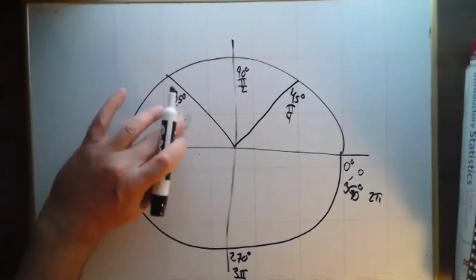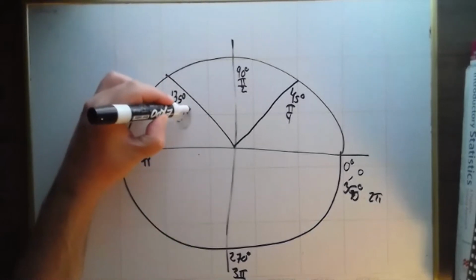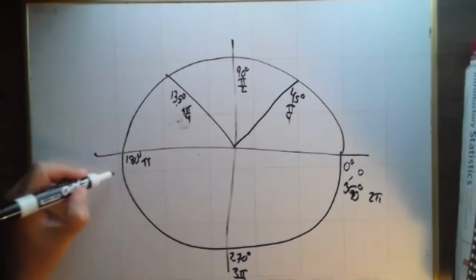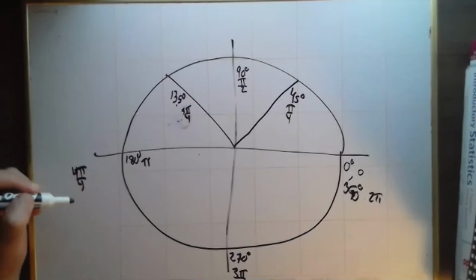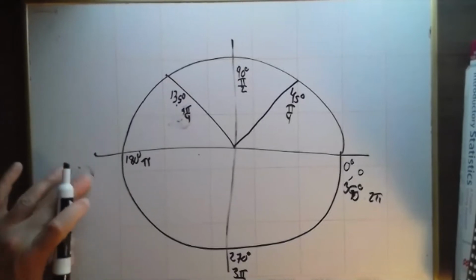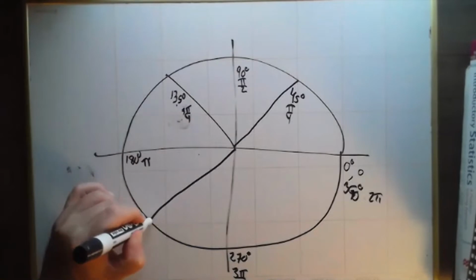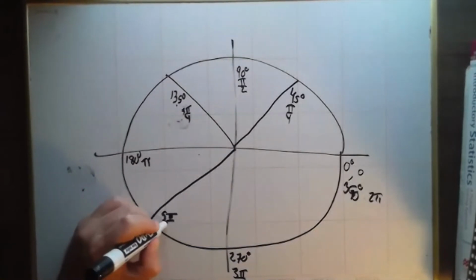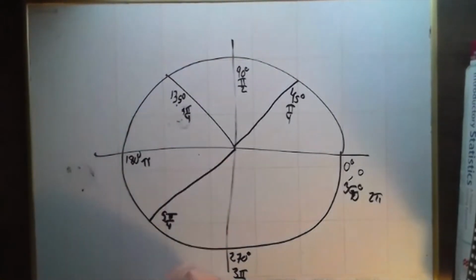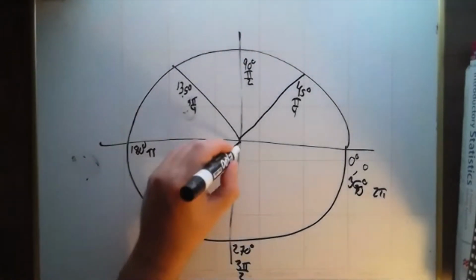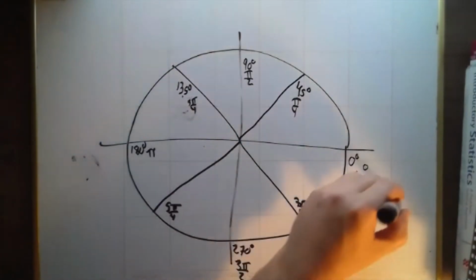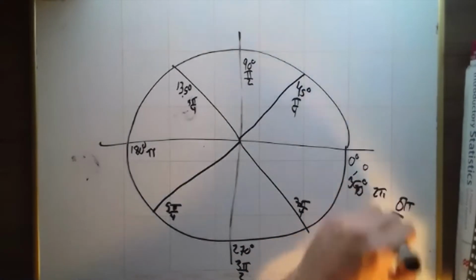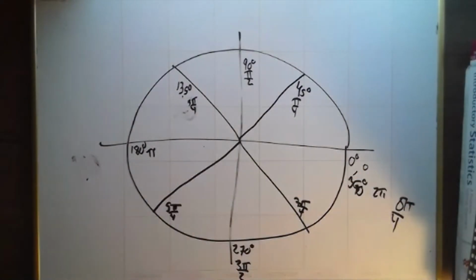It's getting a little messy. 3 pi over 4. This guy here would be 4 pi over 4. Those 4's reduced. That's just pi. We already have that one. The next one, 5 pi over 4. 6 pi over 4, which is 3 pi over 2. 7 pi over 4. And then this guy would be 8 pi over 4, which of course reduces to 2 pi.